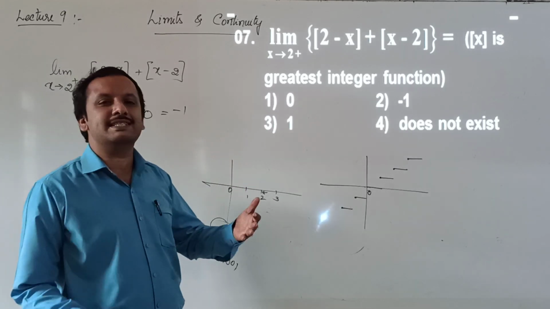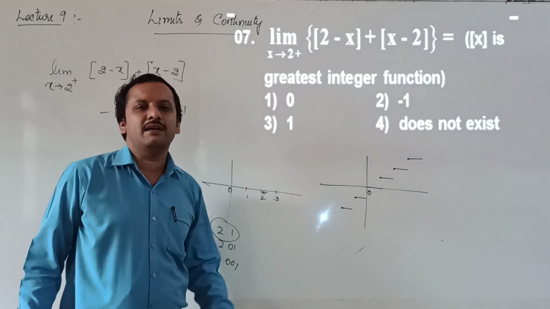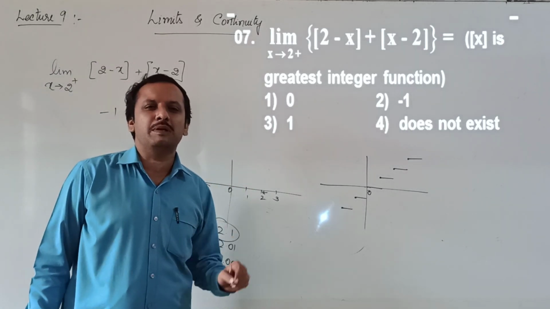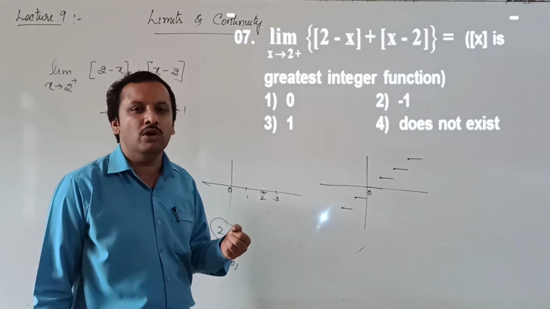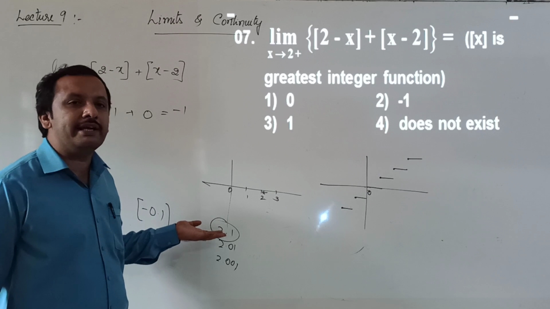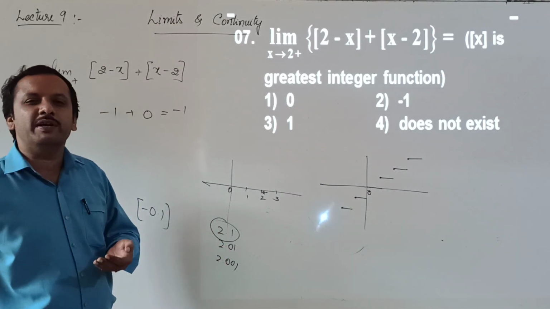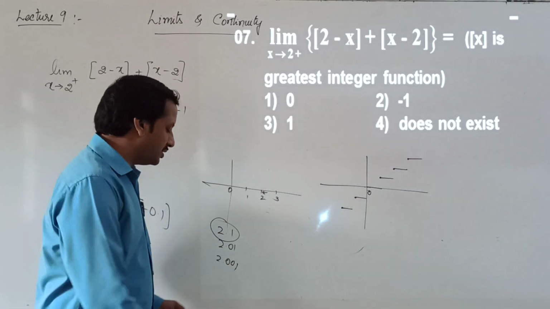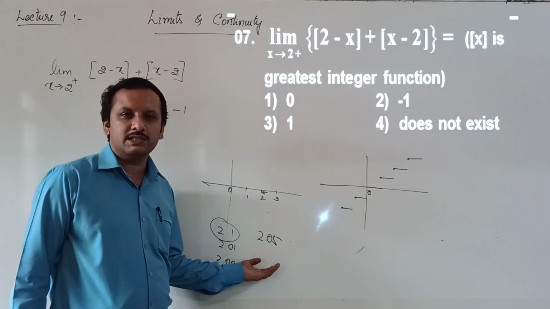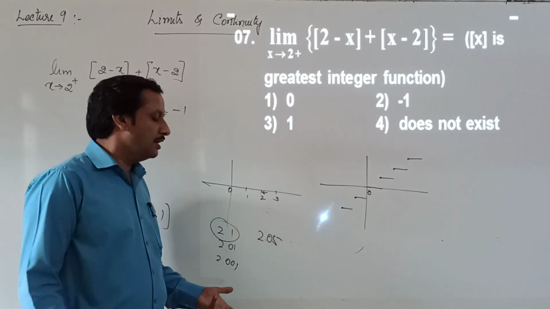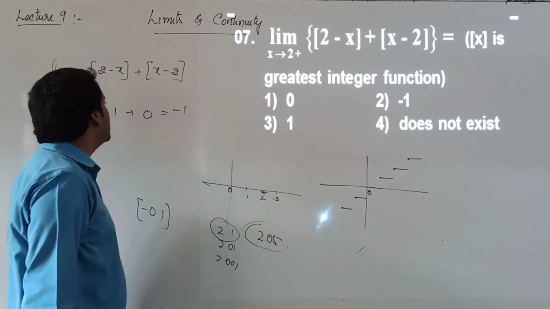Now you might be thinking, sir, how do you know that? They have only given that x is approaching 2 plus. By writing x tends to 2 plus, it only indicates that x is very close to 2 but greater than 2. What is the guarantee? Why should I take 2.1 only? It could be 2.01 also, it could be 2.001 also, it could be 2.05 also. Yes, you are right. You can take any one of those. I will take this 2.05. Let us see what happens.